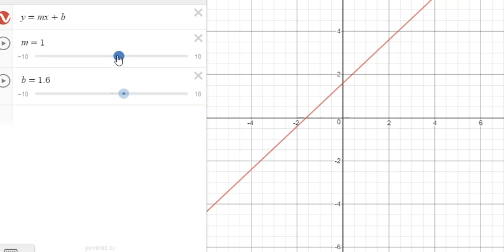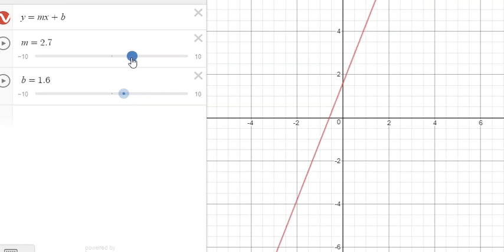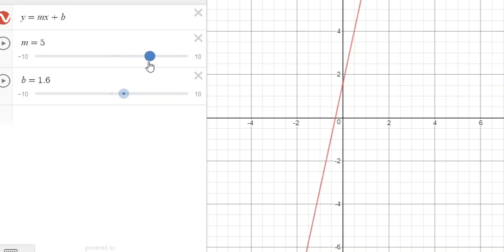We discussed before that if the slope is positive, the line will have increasing behavior. As the value of x increases, the value of y will also increase. So let's look at how it will behave. As you can see, if it's positive, it does have an increasing behavior, and as the value of the slope increases, this line tends to approach being almost a vertical line.